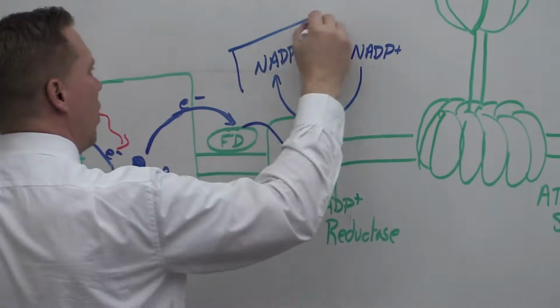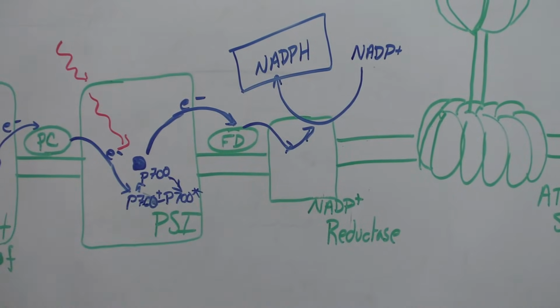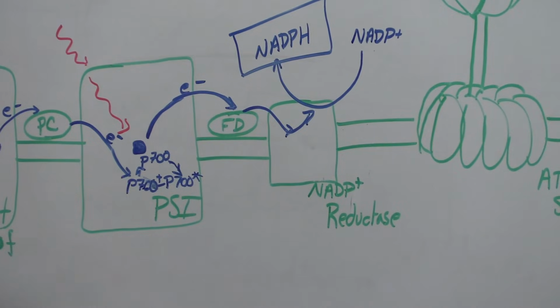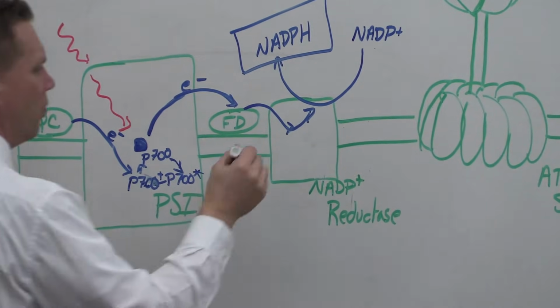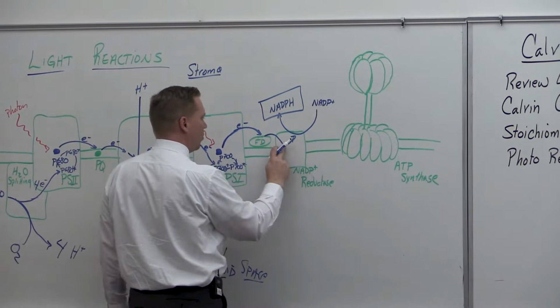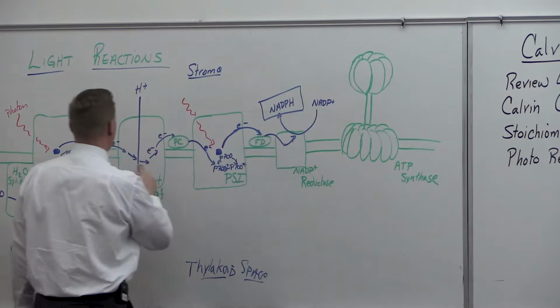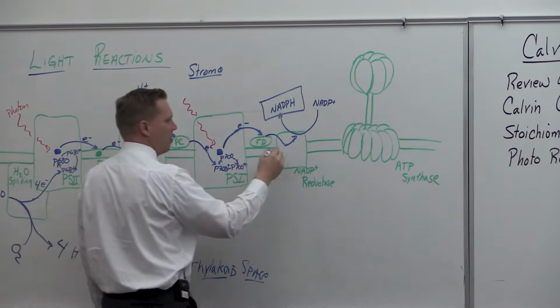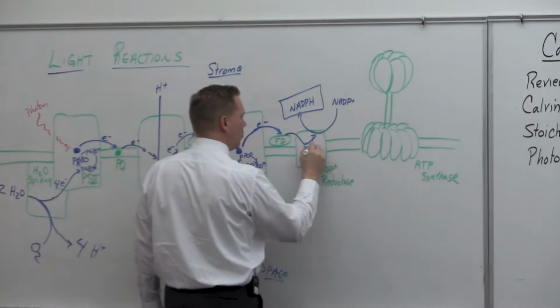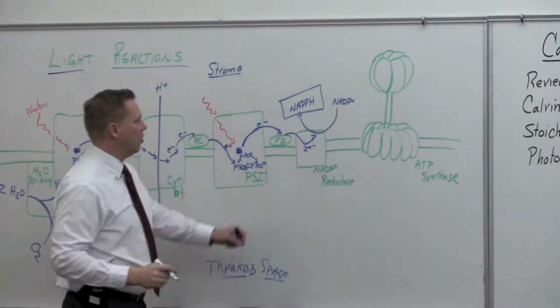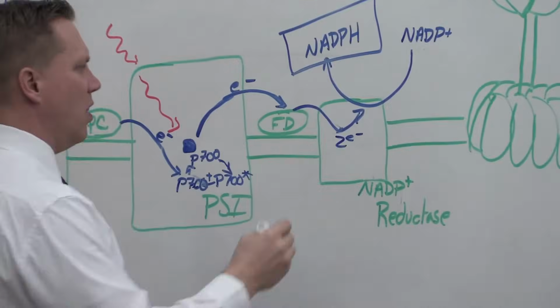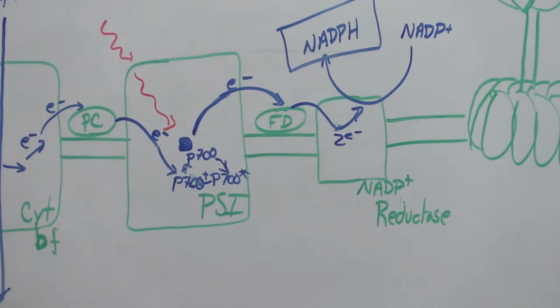And that is one of our primary products that comes off of this electron flow. One small note: though we've been showing just one electron being passed, it actually requires 2 electrons in order to make one NADPH. So you have to get 2 electrons passed from it.